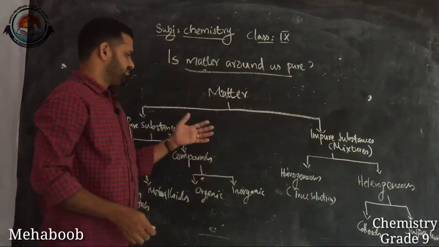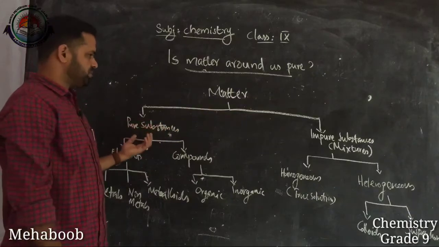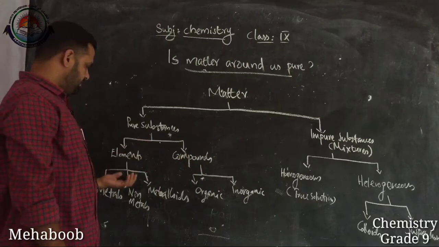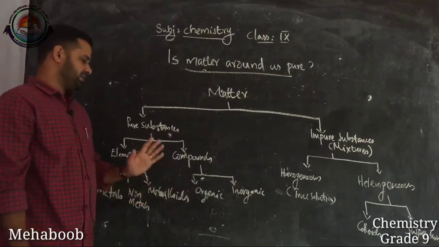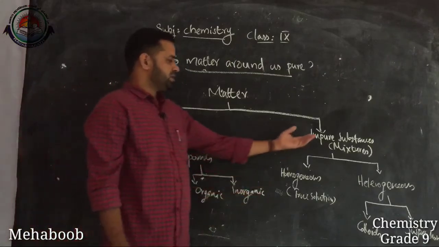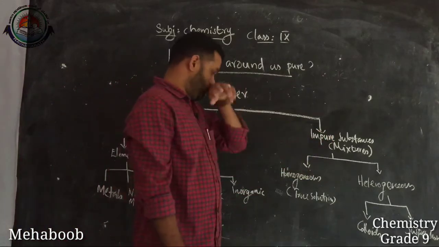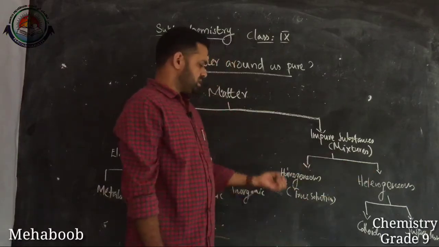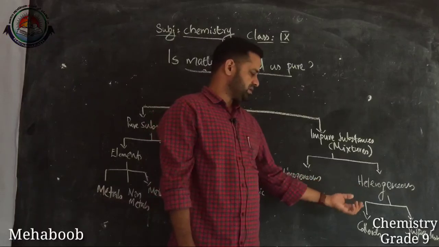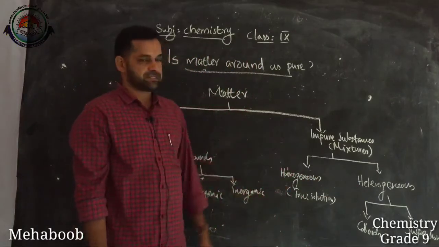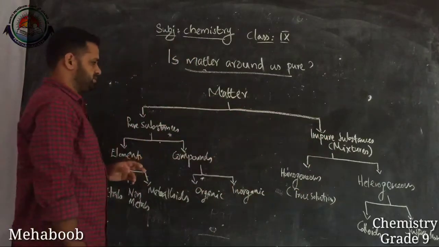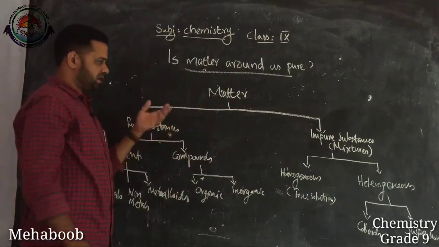So these are the different classifications. Matter can be classified into pure substance and impure substance. Pure substance can be further classified into elements and compounds. Elements are again classified into metals, non-metals and metalloids. Compounds can be classified into organic and inorganic compounds. Impure substances or mixtures can be classified into homogeneous and heterogeneous mixtures. Homogeneous mixtures are otherwise known as true solutions, and heterogeneous mixtures are further classified into colloids and suspensions. So this is the general diagrammatic representation of the classification of matter.